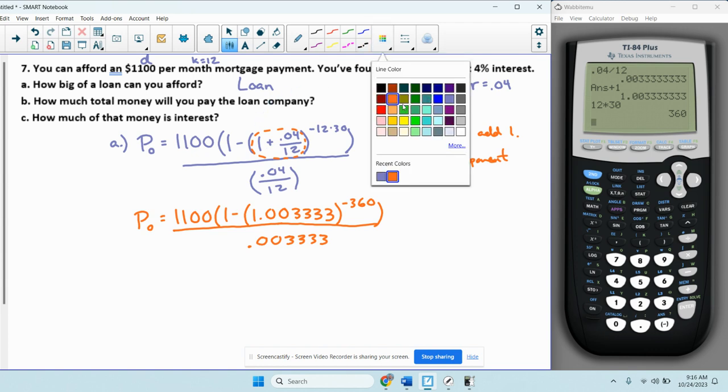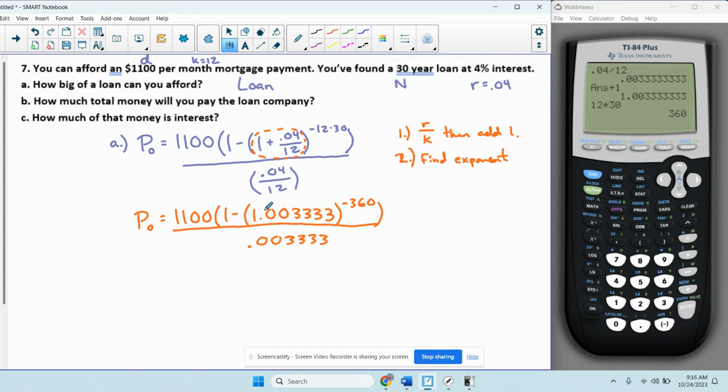Now I have to raise 1.003333 to the power of negative 360. Raise to exponent. So I'll do in my calculator 1.003333 raised to the negative 360 power.